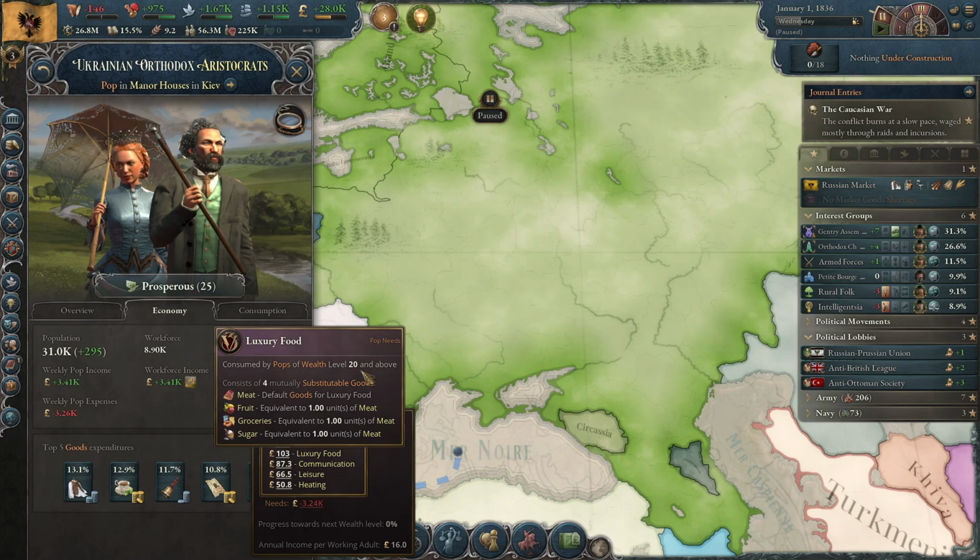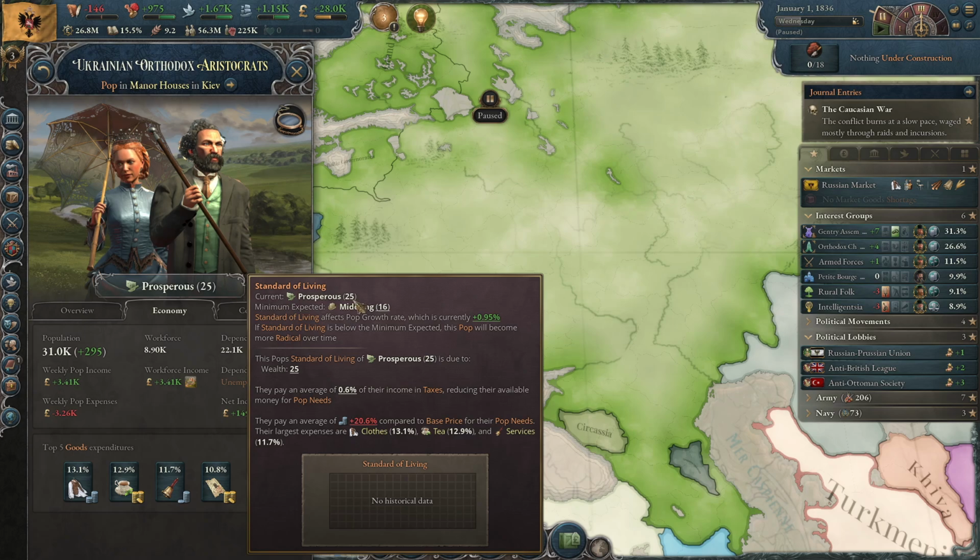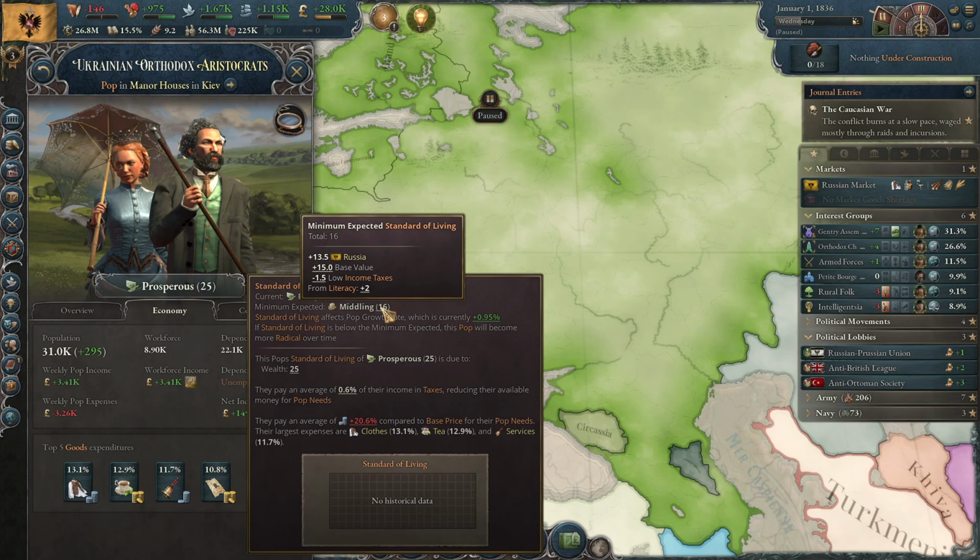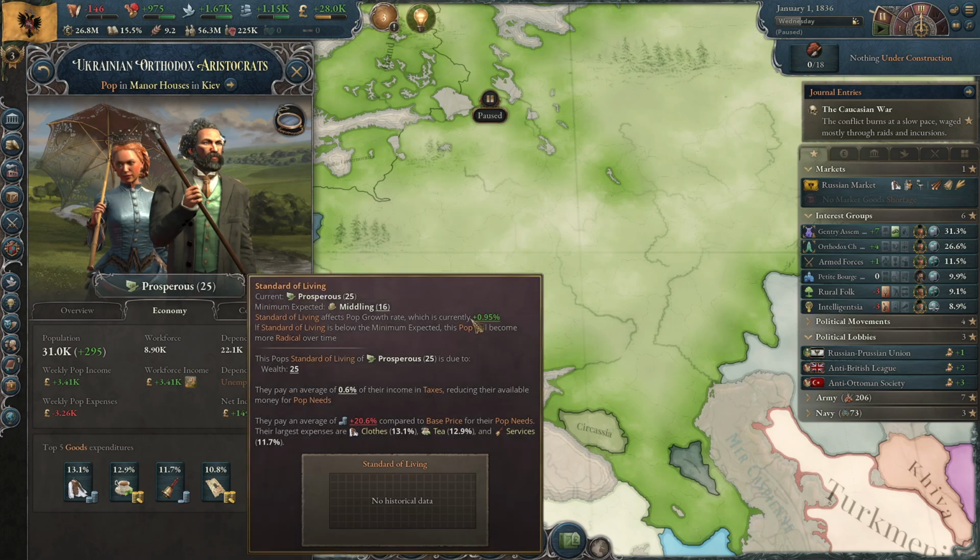So standard of living basically decides how many goods the pops are going to demand, what types of goods they're going to demand, and whether they're meeting that minimum expected standard of living. If they're below this, for a quick keynote, people will radicalize over time. Radicals are usually not good unless you're trying to force change through civil war.